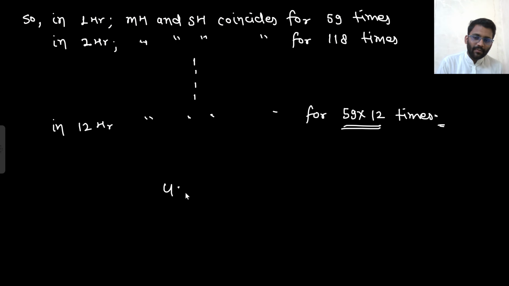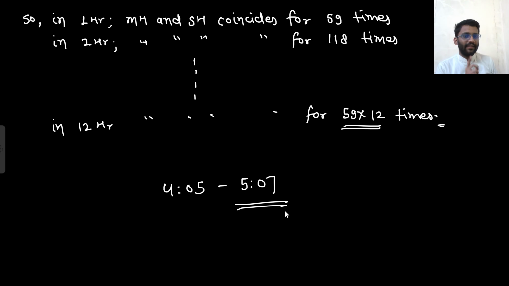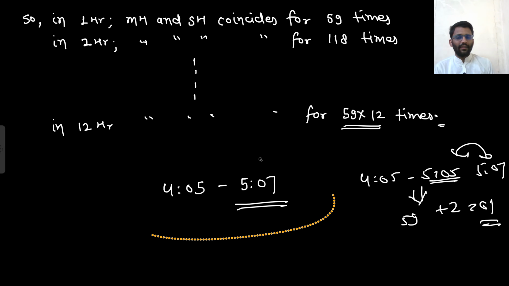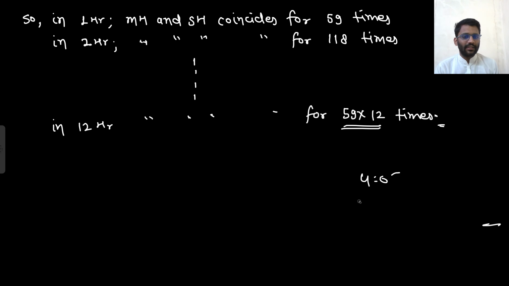If they had asked between 45 to 57, tell me what would be the answer. How many times the minute hand and second hand collides between 4:05 am to 5:07 am? Tell me what will be the answer. 61, right? Because between 4:05 to 5:05 it would have collided for 59 times. Then between 5:05 to 5:07 it would have collided for 2 times. So 59 plus 2, 61 will be the answer, right? They can ask you these kind of questions, and I am expecting these kind of question would come.